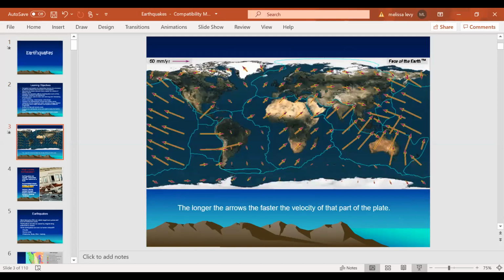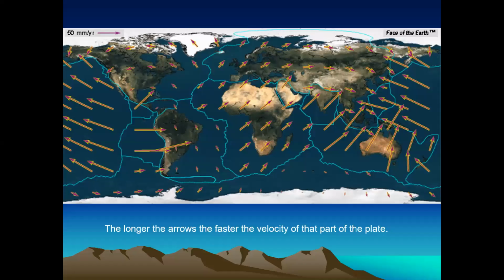But let's look at this. This is a map showing some of the major plates of the world, and what I want you to pay attention to are the arrows, which show the direction that the plate is moving, and the length of the arrows indicates how fast the plates are moving.